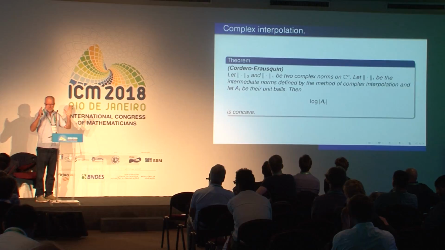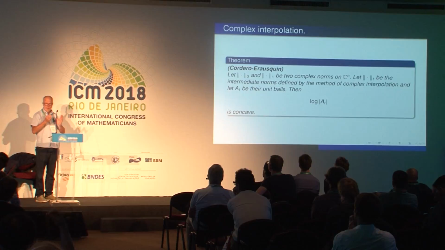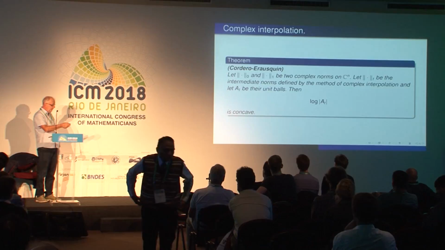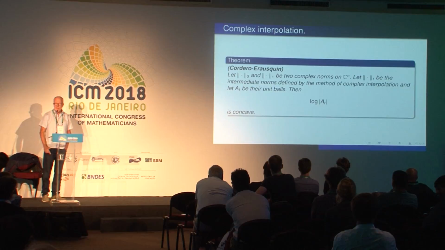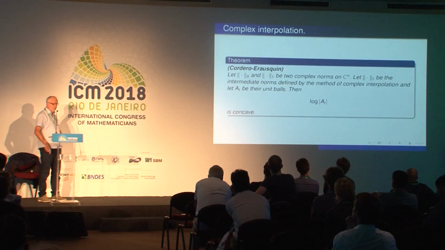Now there is a procedure. It's actually a Swedish method called the method of complex interpolation, or Riesz-Thorin interpolation, that allows you to interpolate between the norms with the complex method of interpolation. And then you get intermediate norms, they are there. And you can look at their unit balls. And you can look at the volume of the unit balls. And then the theorem is that the logarithm of the volumes of the unit ball is a concave function of t.